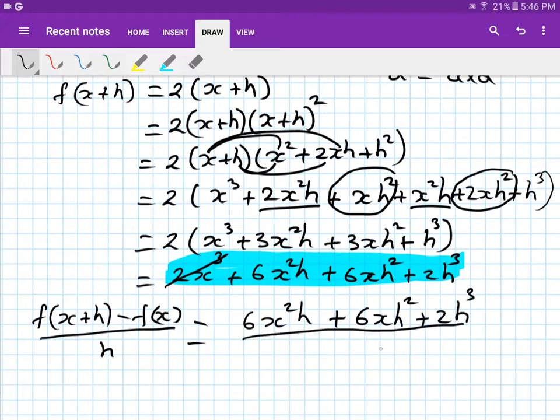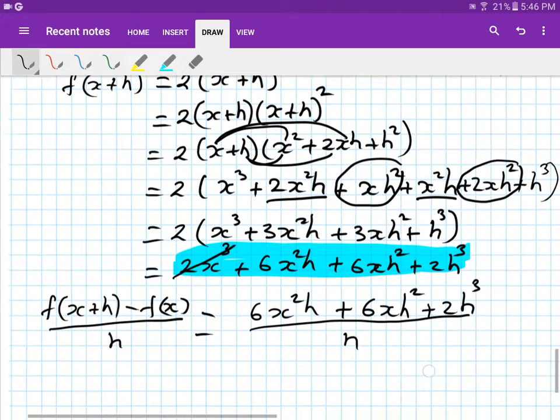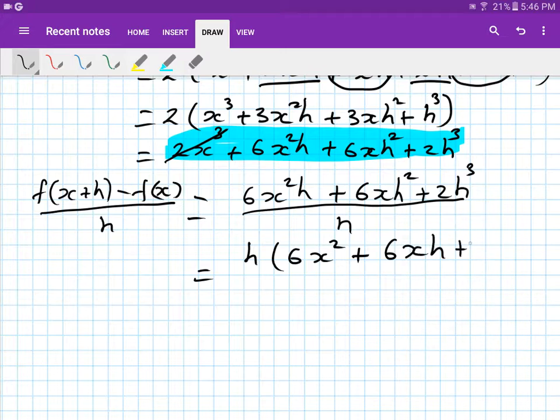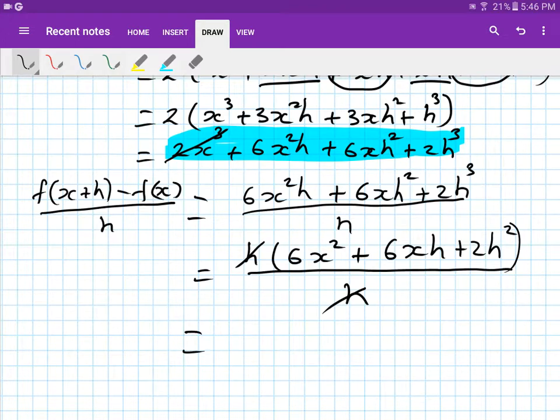and over h. Right, now I can just take the common factor out. The common factor is h times 6x squared plus 6xh plus 2h squared, all over h. So that will be cancelled out. That will leave us with 6x squared plus 6xh plus 2h squared. Alright, that's what I get.